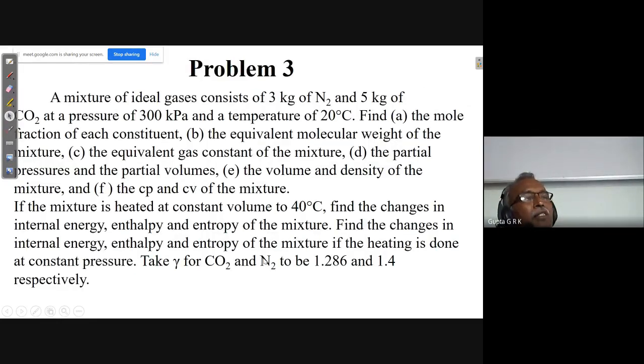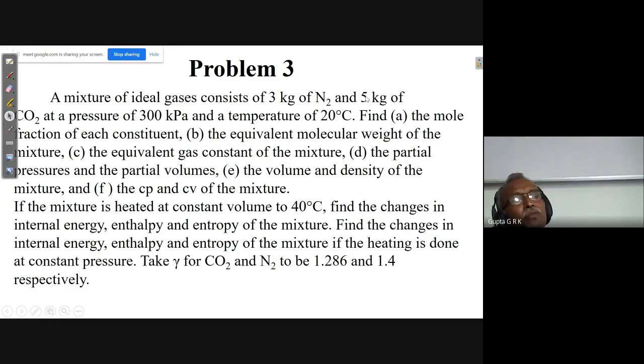A mixture of ideal gases consists of 3 kg of nitrogen and 5 kg of carbon dioxide at a pressure of 300 kilopascal and a temperature of 20 degrees centigrade. Both are at the same pressure and temperature. Find the mole fraction of each component. Here masses are given, and you have to find the mole fractions. Mass fractions, we know, are 3 by 8 and 5 by 8. For mole fractions, the number of moles is 3 by its molecular weight, 3 by 28, and for carbon dioxide 5 by 44, since the molecular weight is 32 plus 12, 44, right?